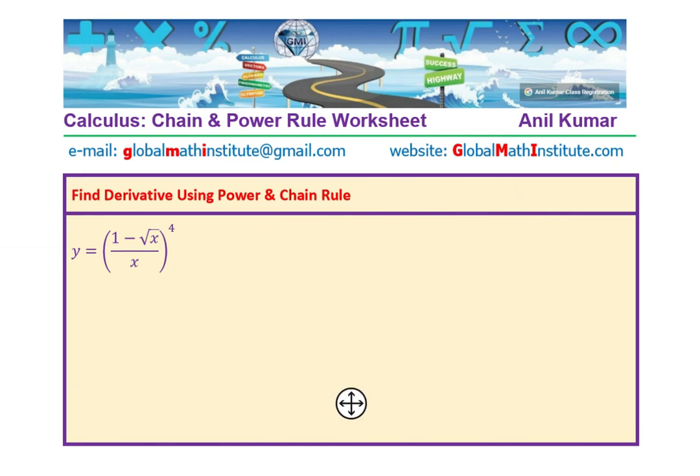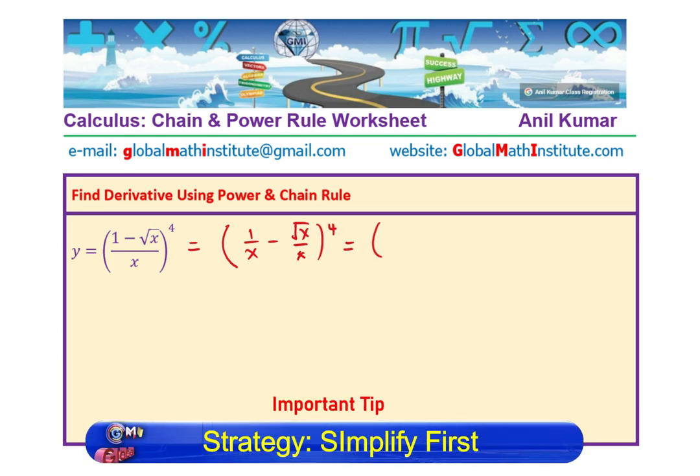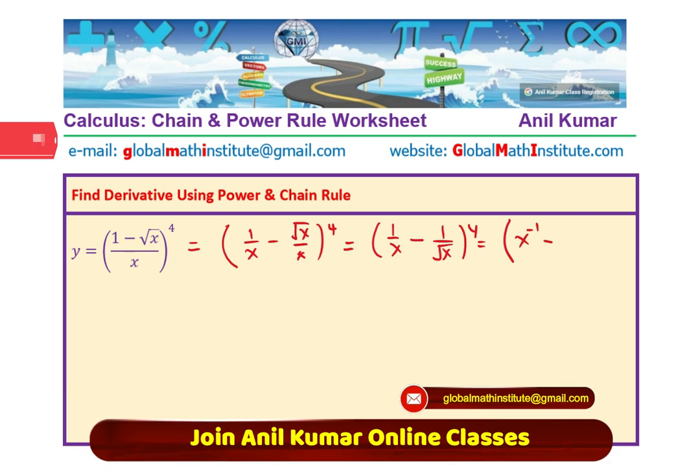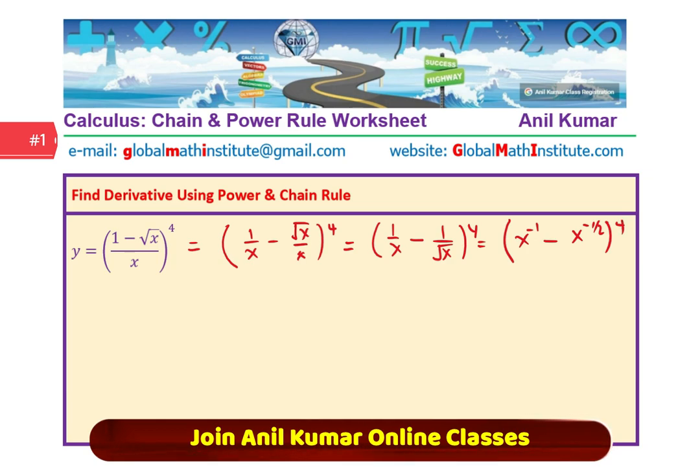Now let's again do it using the chain rule. So we are given this expression, which we actually simplified and wrote as what? We wrote as 1 over x minus square root of x over x to the power of 4. So that is x to the power of, okay, let's go one more step. 1 over x minus 1 over square root x to the power of 4, which is x to the power of minus 1 minus x to the power of minus half, all to the power of 4, right? So I've given the full form so that you can use whichever is good for you to use, right?